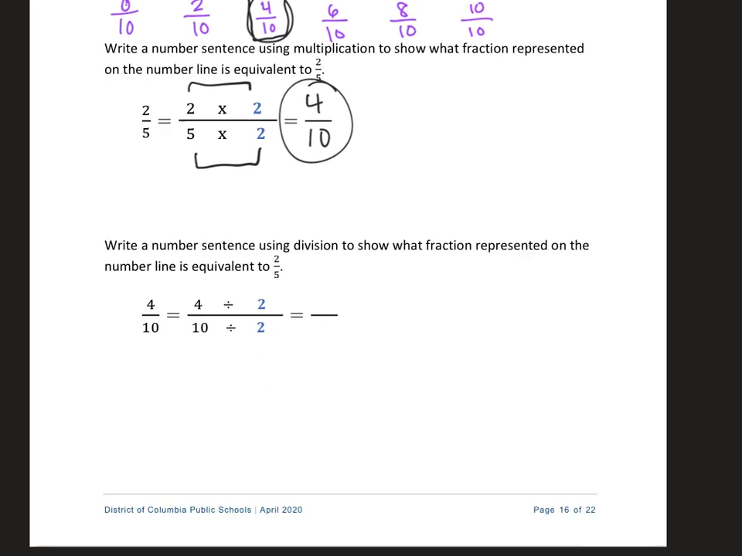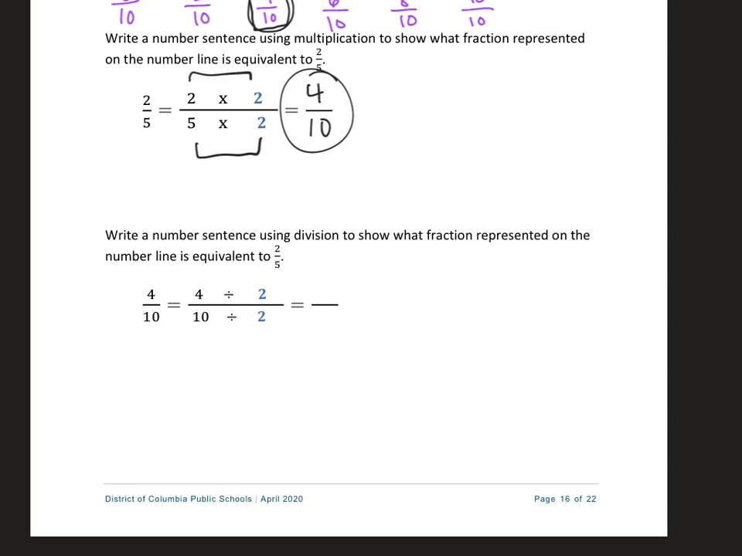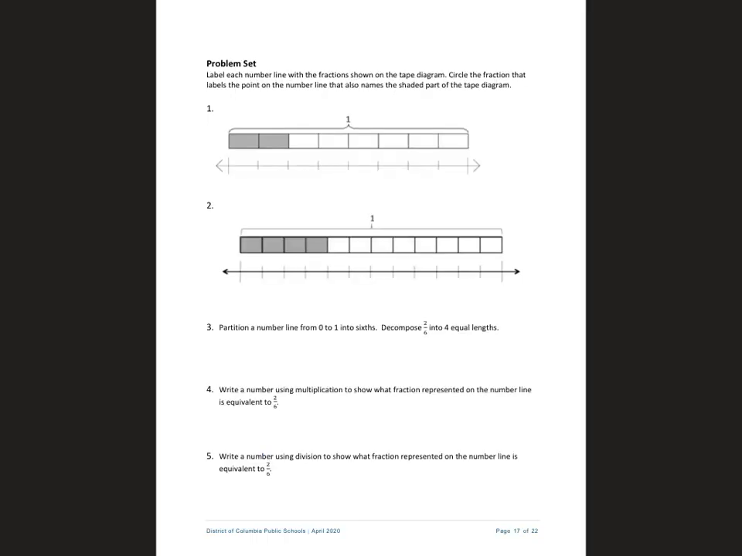Moving on down. Now we're going to write a number sentence using division to show what fraction is represented. So again, same thing. Now we're just starting with 4/10, right? Because we're using division, so we're doing the opposite. So they started with 4/10 here, and they divided by 2. 4 divided by 2 is 2, and 10 divided by 2 is 5. So you got 2/5, which was our original fraction here. Okay.